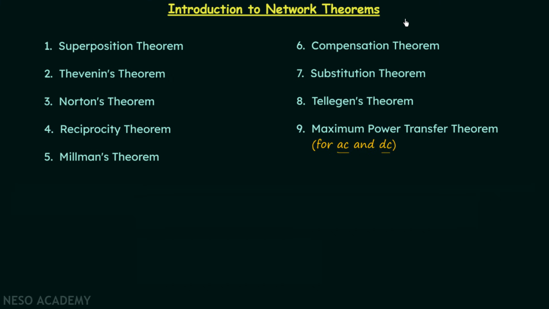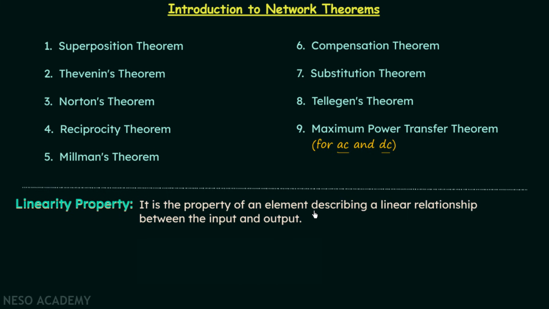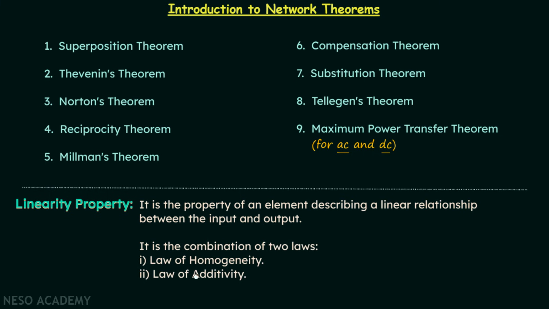Now we will move on to the next part of this lecture, in which we will understand the linearity property. Since most of these theorems are applicable to linear circuits, we will first understand the concept of circuit linearity. Linearity property is the property of an element describing a linear relationship between the input and the output. This property is a combination of two laws. The first one is the law of homogeneity and the second one is the law of additivity.